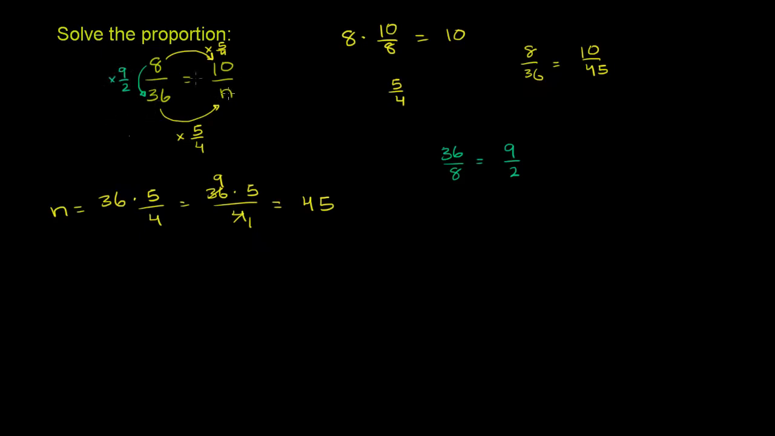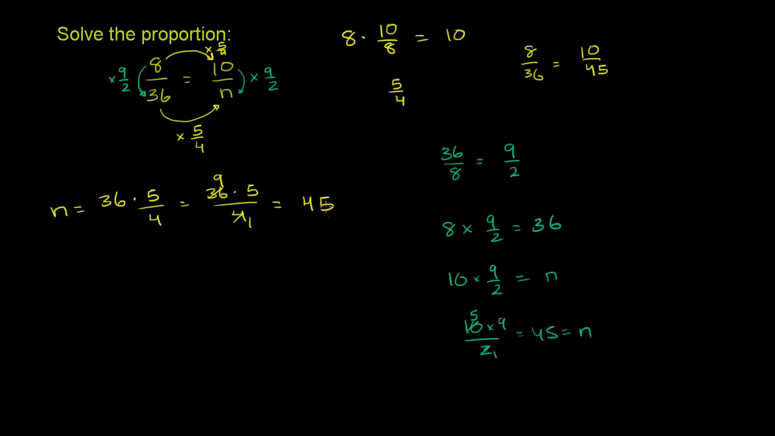Well, then we have to do the same thing over here. Let me write this: 8 times 9 halves is equal to 36. Right? That's how we go from the numerator to the denominator. Then to figure out what the denominator here is, if we want the same fraction, we have to multiply by 9 halves again. So 10 times 9 halves is going to be equal to n. This is the same thing as 10 times 9 over 2. Divide the numerator and the denominator by 2, you get 45 over 1, which is 45. So 45 is equal to n.